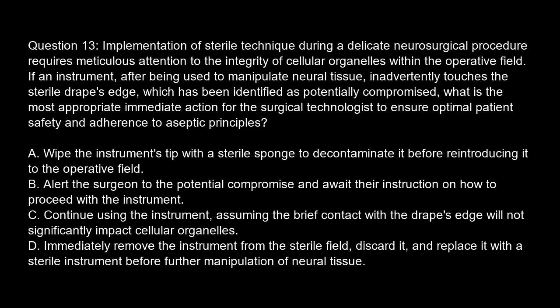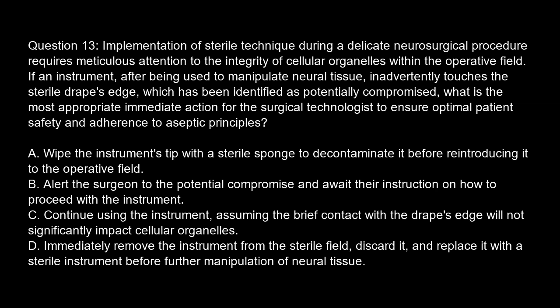Question 13. Implementation of sterile technique during a delicate neurosurgical procedure requires meticulous attention to the integrity of cellular organelles within the operative field. If an instrument, after being used to manipulate neural tissue, inadvertently touches the sterile drape's edge, which has been identified as potentially compromised, what is the most appropriate immediate action for the surgical technologist to ensure optimal patient safety and adherence to aseptic principles?